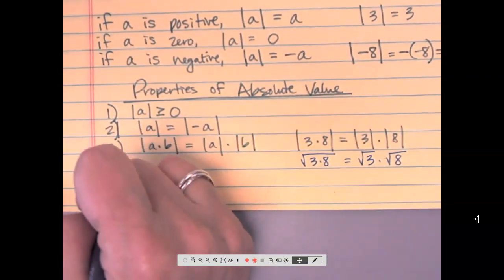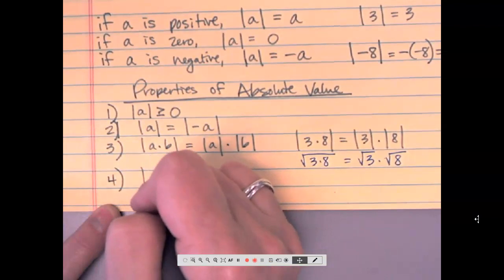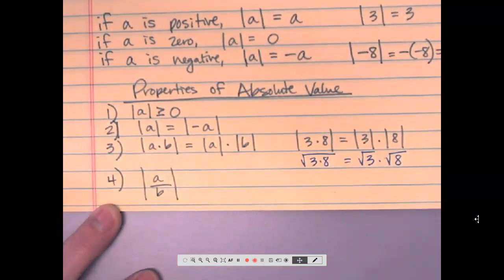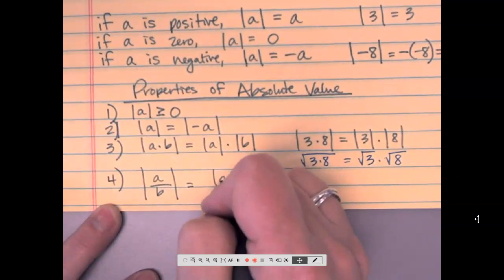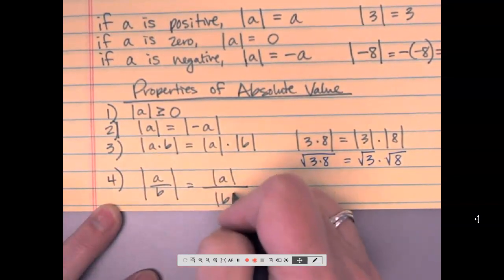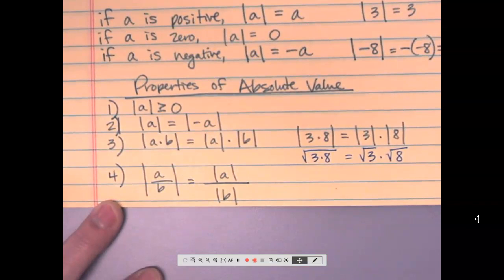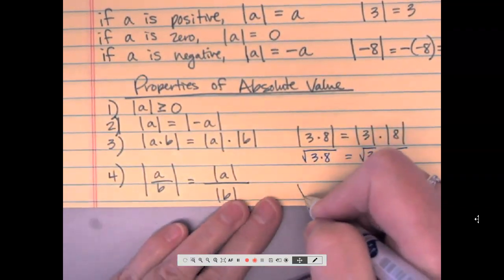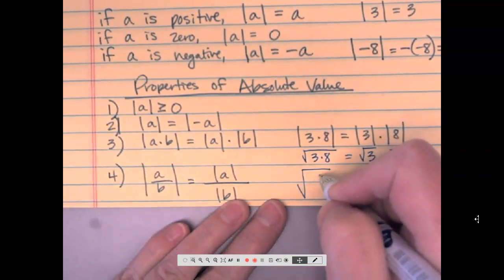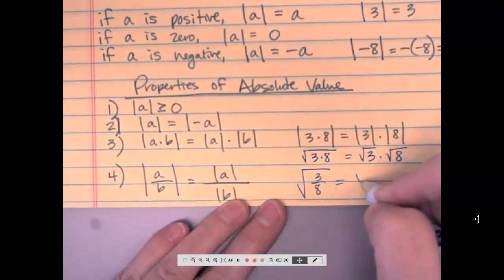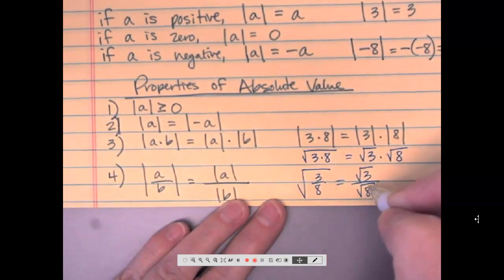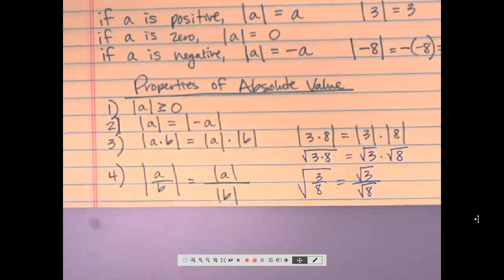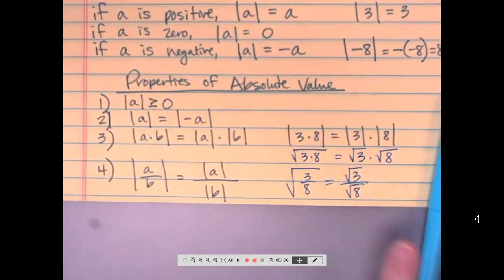Okay, number 4, if I have a fraction within an absolute value, then I can just split them apart into a fraction of 2 absolute values. And I will note that this is also true with square roots. If I had a fraction 3 over 8, that is the same as splitting it into square root of 3 over square root of 8. Okay? Works the same way there. Question on that? Okay.